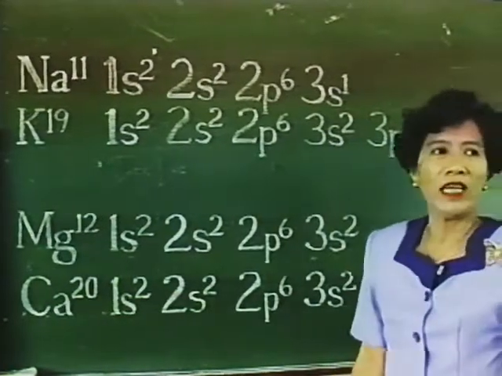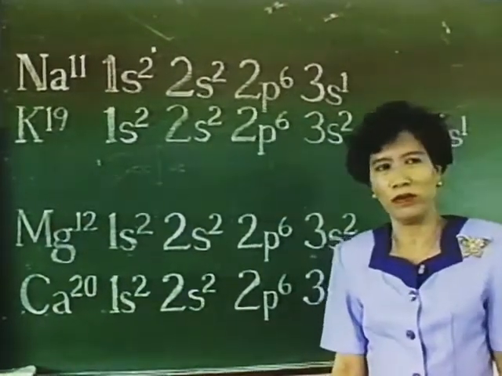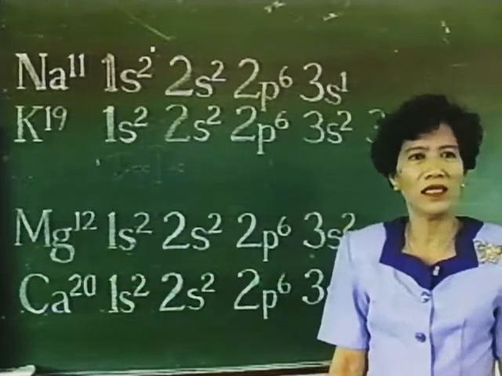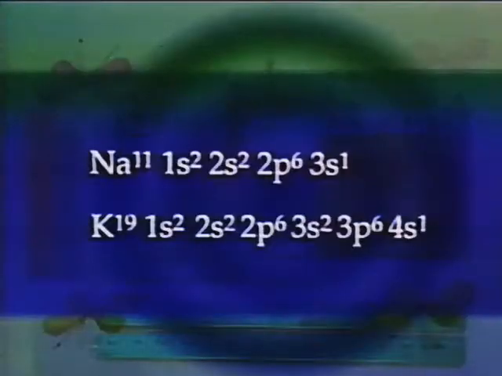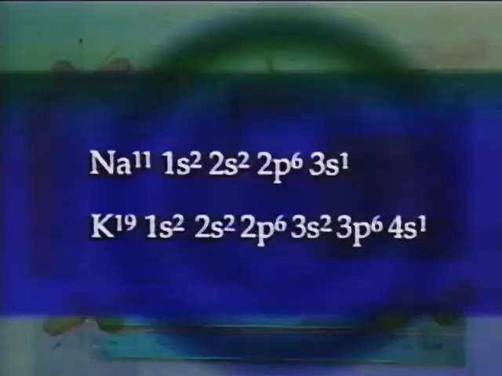What are the valence electrons of sodium? Dennis? The valence electron is the 3s1 electron. And potassium? Diana? The electron in the 4s orbital.